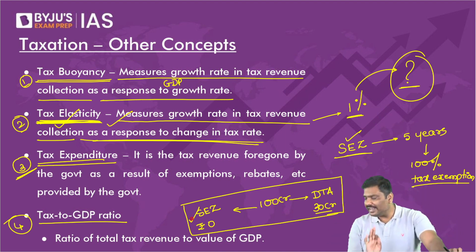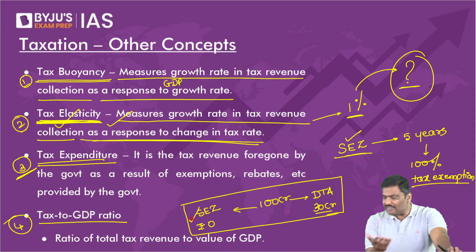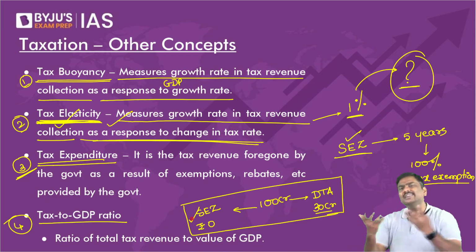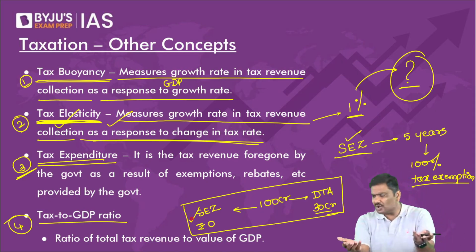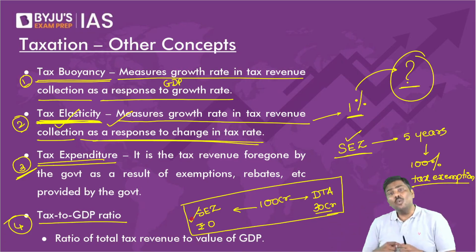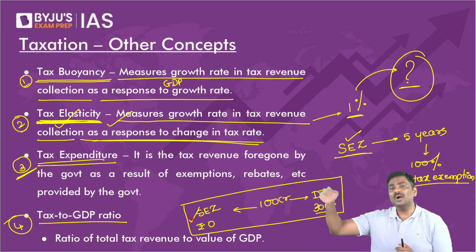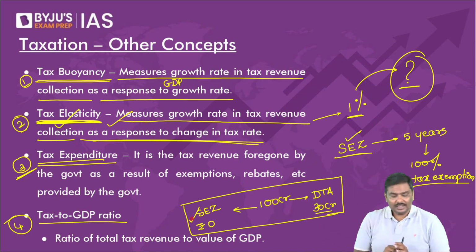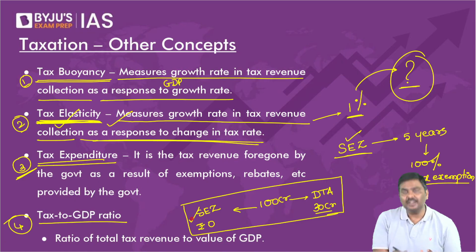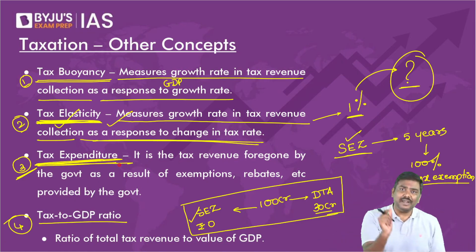Anybody has a difficulty here? Please do let me know right now. Because we have SEZ, I will not collect the taxes. You might earn 100 crore rupees, 200 crore rupees, I will not collect corporate taxes from you. So whatever taxes I was supposed to collect, I am sacrificing now. I am foregoing it. This is basically tax expenditure.